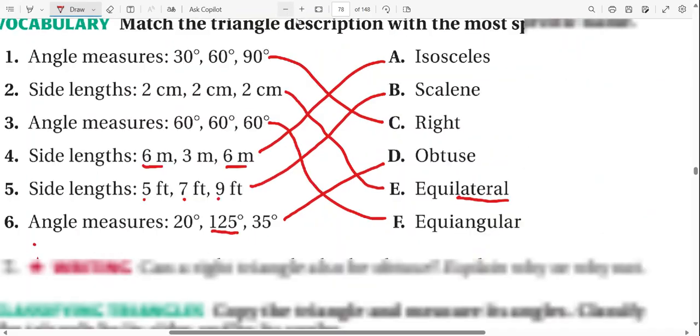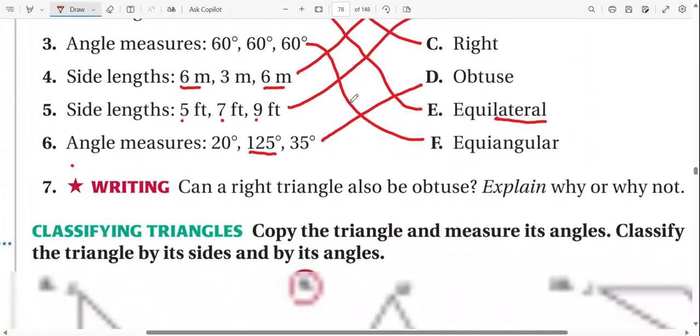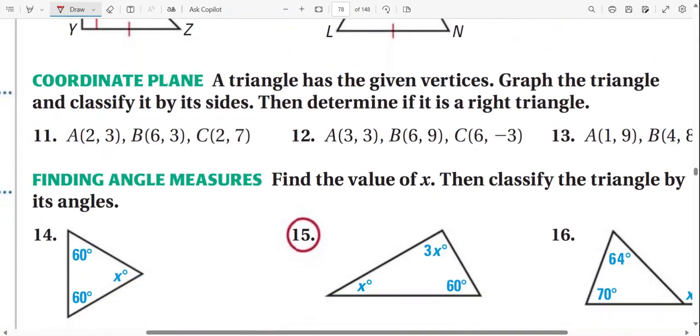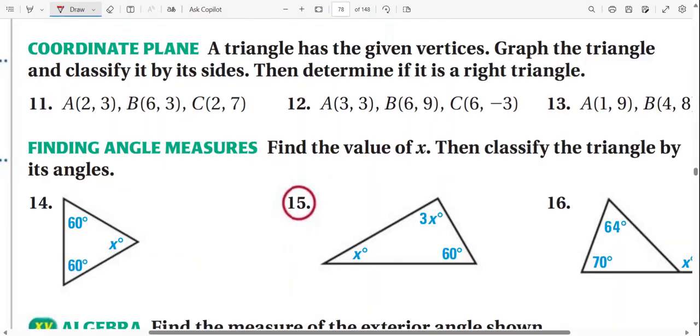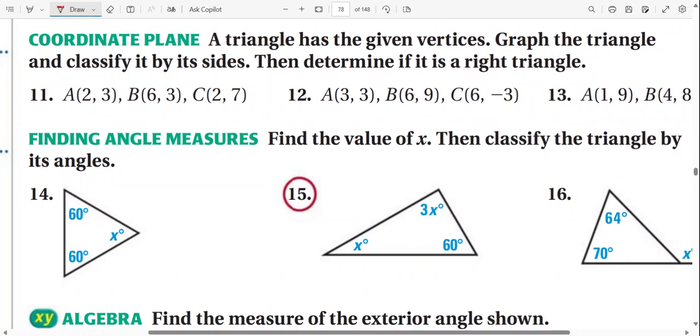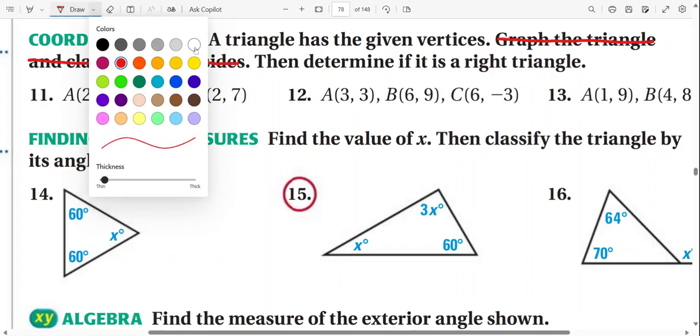Number 12. Let's see the question on number 12. Okay, what is the question? All right, so I said in the instructions, I think I crossed this out, right? All right, just find the slopes to determine if it is a right triangle. So let's go over that.